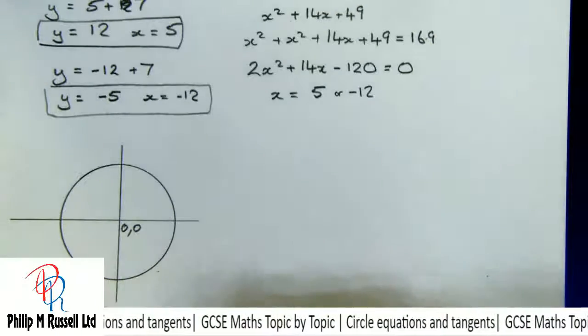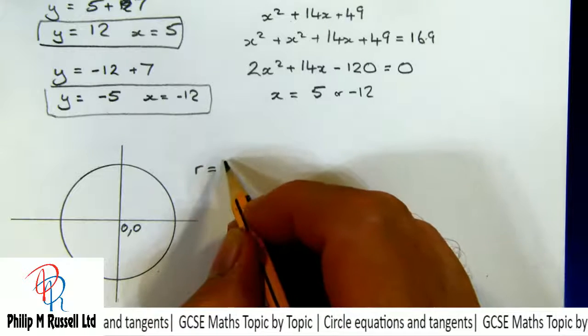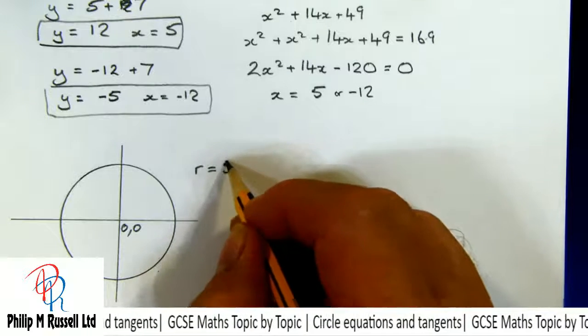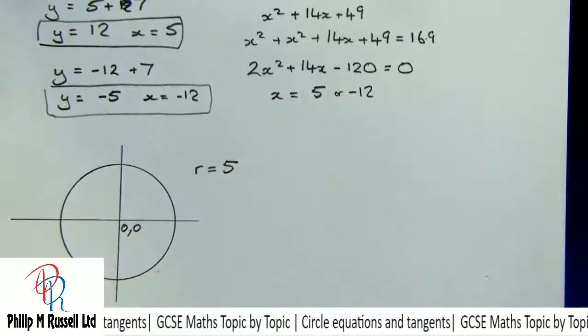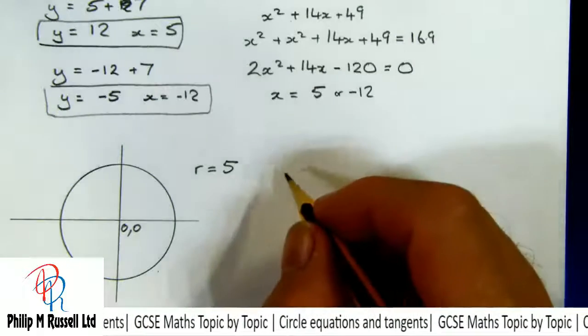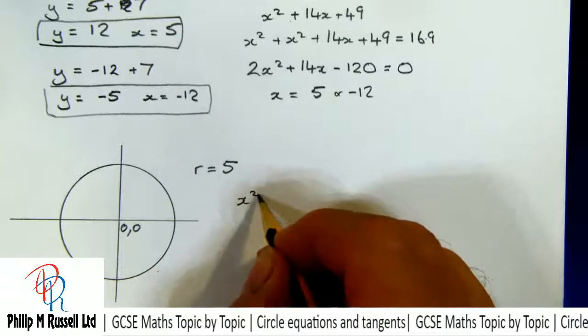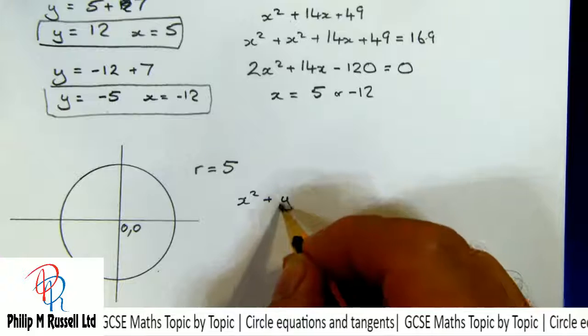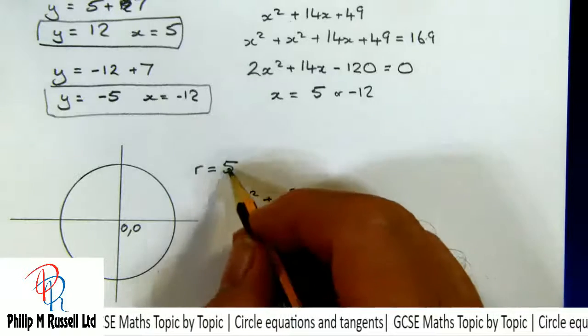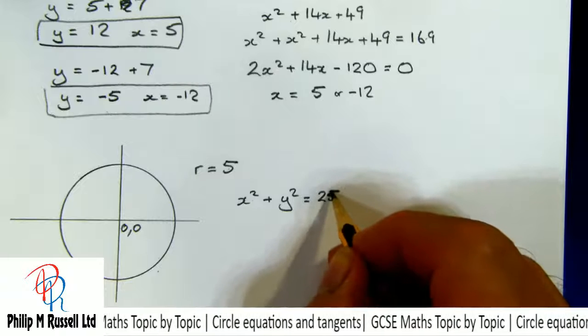And I'm told this circle has a radius equaling 5. Can we write down the equation of this circle? Yep, we simply can, because it's going to be x squared plus y squared equals r squared, which is going to be 25.